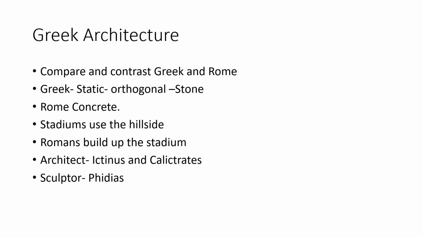We're going to be comparing Greek architecture to Roman architecture. Compared to Roman architecture, Greek is somewhat static. It's very orthogonal. They're using stone and marble and wood, not concrete. Rome was using concrete. In Greek architecture, the stadiums use the hillside, and the Romans built up the stadium on columns. Really, the two principal architects of the Greek societies are Iktinos and Callicrates. They're the ones responsible for designing and building the famous Parthenon, a very sophisticated structure and design for 450 BC. And of course, the famous, wonderful sculptor Phidias.